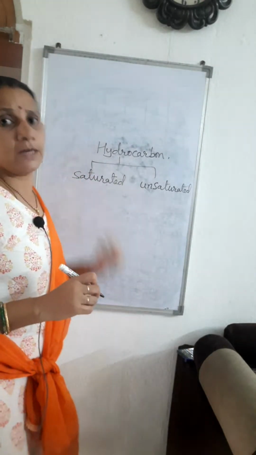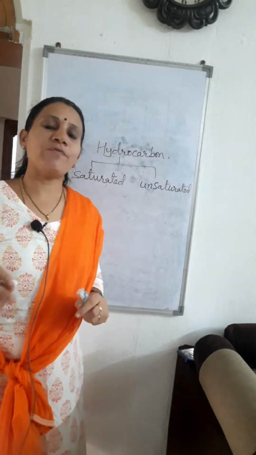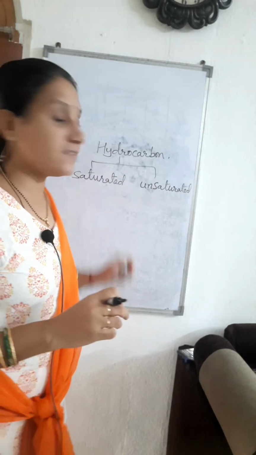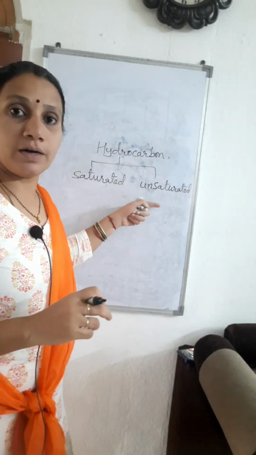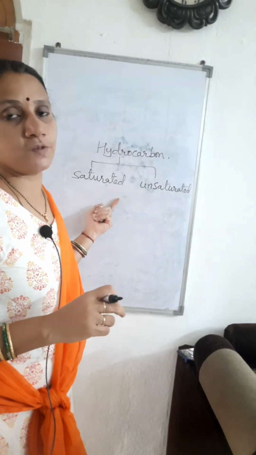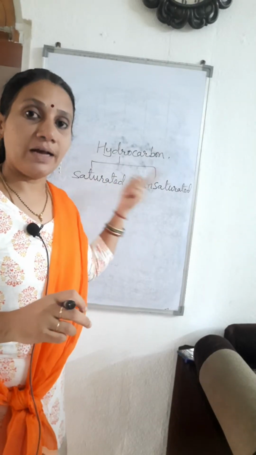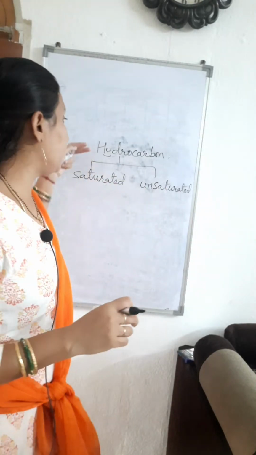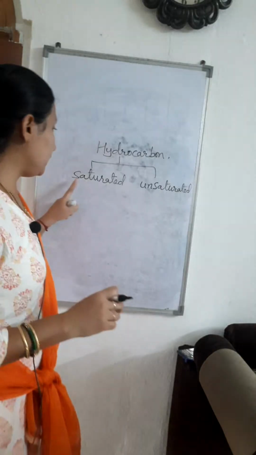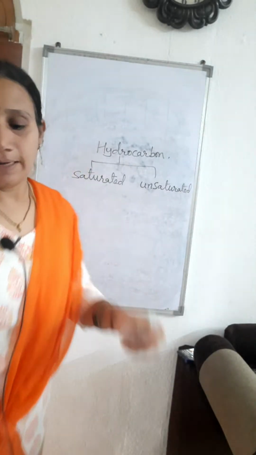Whenever you start this chapter, seeing the names and structures, you may feel it's very difficult. But if you learn it in a simple way, stepwise, it will be very easy and you can easily remember all the structures. As I told, the first question is why carbon is versatile in nature. After completing those 3 points, we come to hydrocarbons. Hydrocarbons are of 2 types: saturated hydrocarbon and unsaturated hydrocarbon.